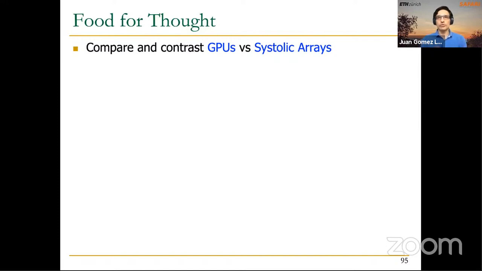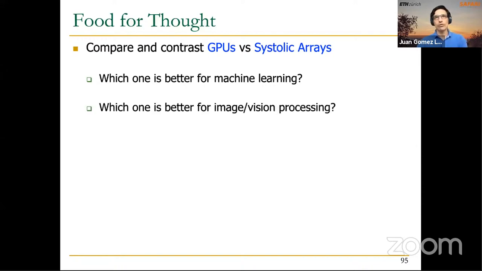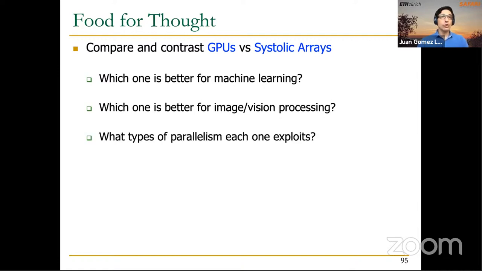It would be possible to maybe embed small systolic arrays inside the GPU, or maybe make the systolic arrays more general purpose to have, let's say, more flexibility when it comes to executing other types of workloads different from matrix multiplication or this kind of regular computation. This is something that you can think about by yourself. And also try to answer these questions: which one is better for machine learning or for image and video processing, and what type of parallelism does each one exploit, right?